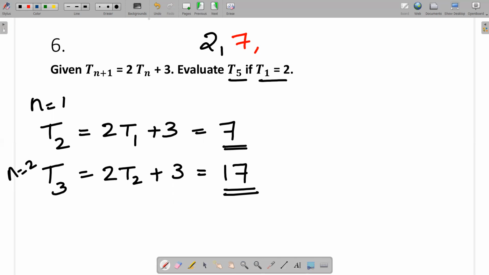The next term under consideration, I know that 7 into 2 is 14, 14 plus 3, that is equal to 17. Now I can predict the next term, that is the fourth term. When I put n equal to 3, I will be getting T4. So that is nothing but 2 times the third term plus 3. That's all you need to do.